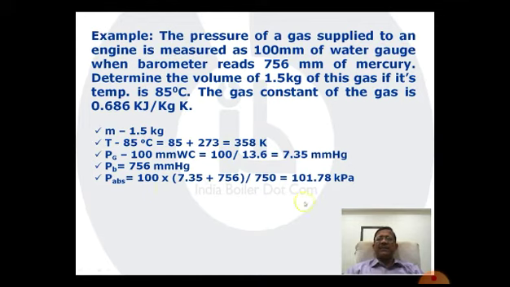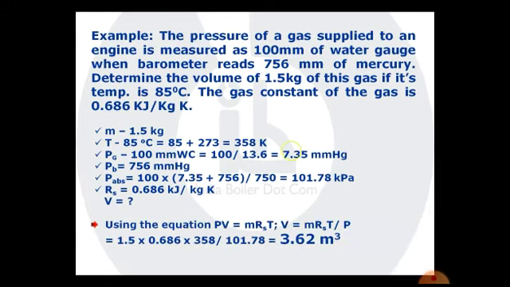So for that I have to divide it by 750 and multiply it by 100. Dividing by 750 will give me the pressure in bar, and multiplying by 100 will give me kPa, right? So the RS is also given. What is the volume quantity, right? So using PV is equal to mRST, V is equal to mRST by P. Therefore, I get the volume as 3.62 meter cube. So it's basically very simple calculations. Here you can see that the only problem you might have is the conversion of this pressure into kPa. If you forget that, then it's going to create trouble for you.